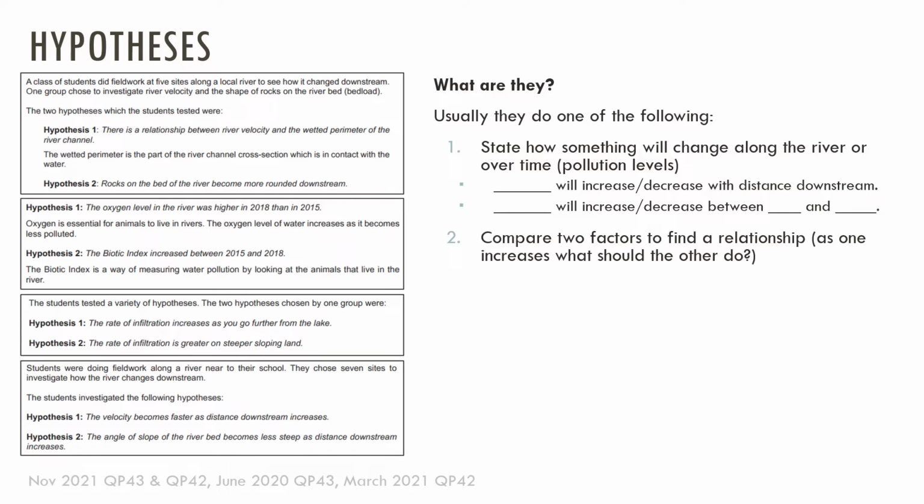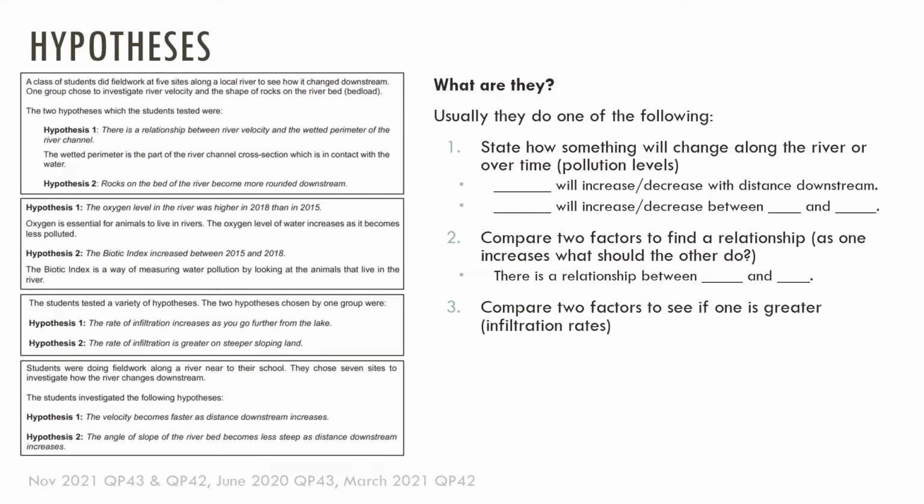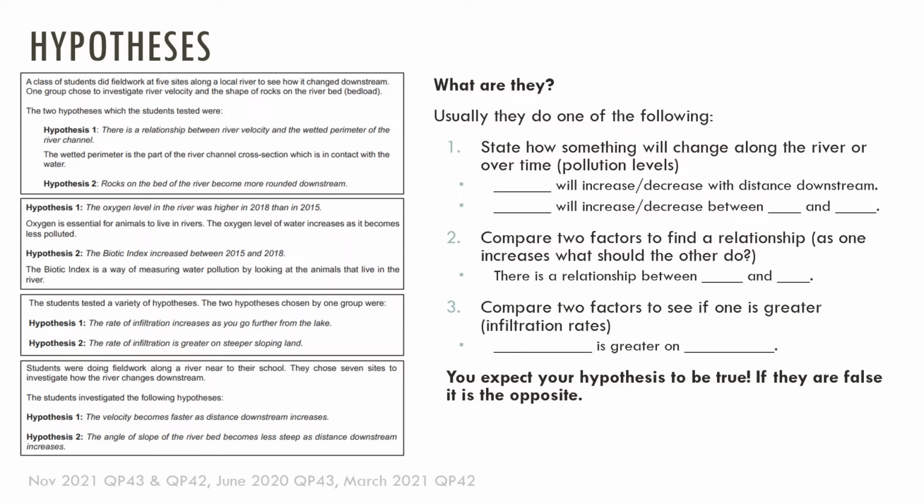It might also ask you to compare 2 factors to find the relationship. So as one increases, what should the other do? So if the velocity of the river increases, what could the width of the river do? You might also compare 2 factors to see which one is greater. An example is infiltration rates: the rate of infiltration is greater on the steeper sloping lands. When you construct a hypothesis, you expect it to be true. If they are false, it is the opposite. So for example, there is no relationship. This feature hasn't increased with distance downstream.